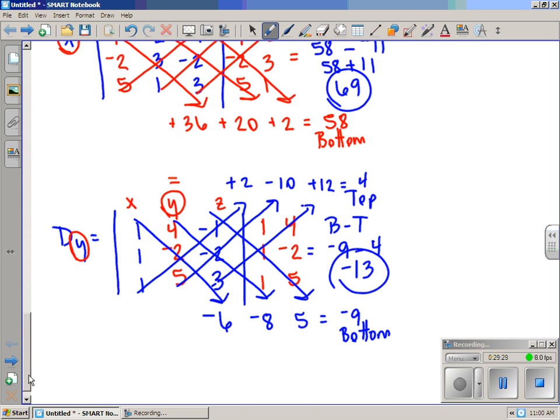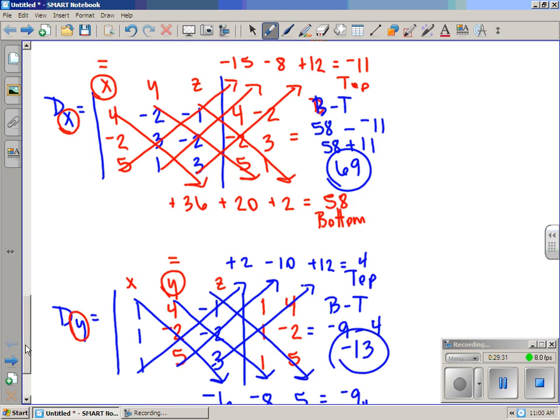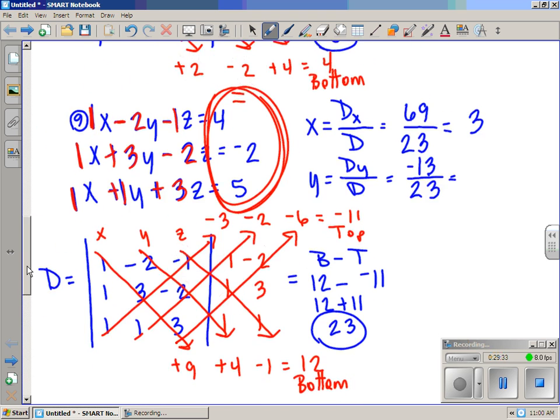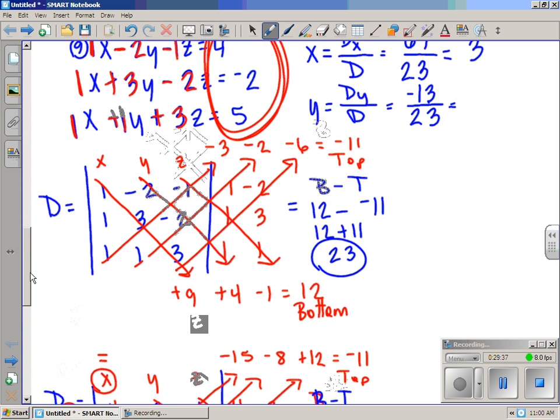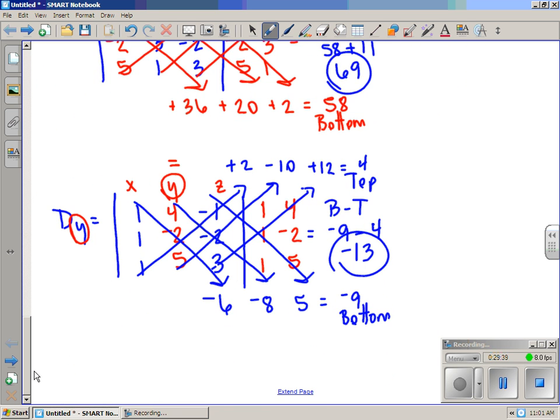Let's see. First column is 1, 1, 1. Second column 4, negative 2, 5. And negative 1, negative 2, 3. That would be negative 6, negative 8, negative 5. Oh, there we go. Right here, this should be a negative 5.